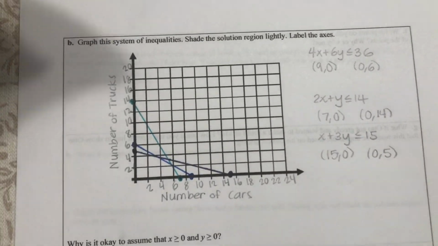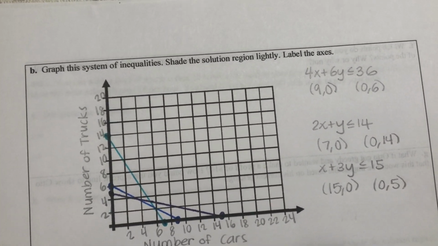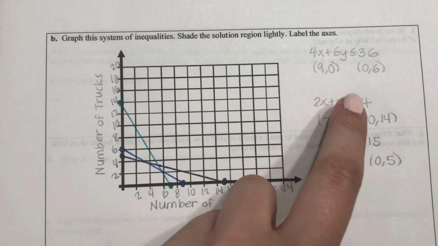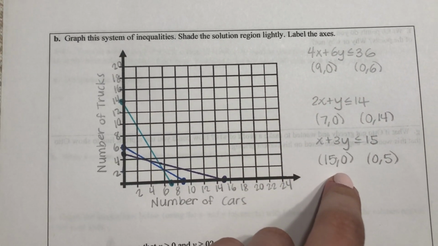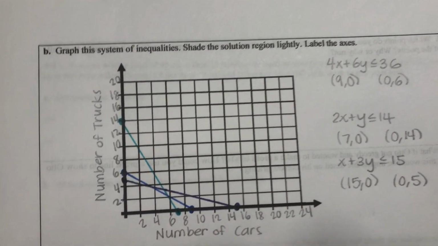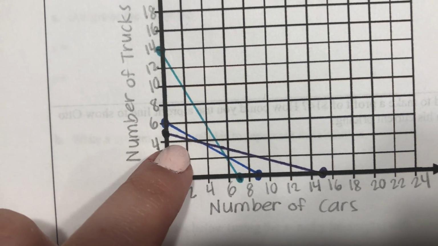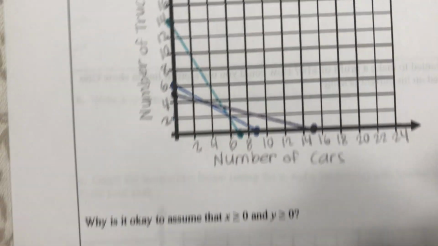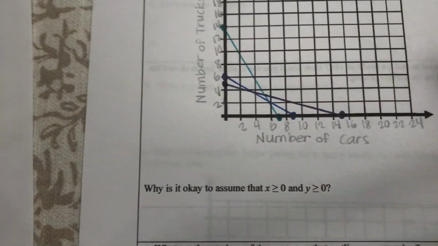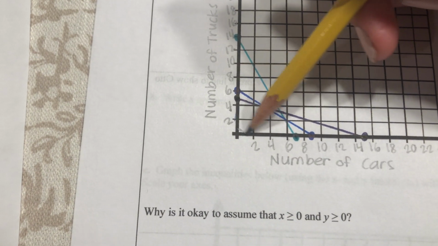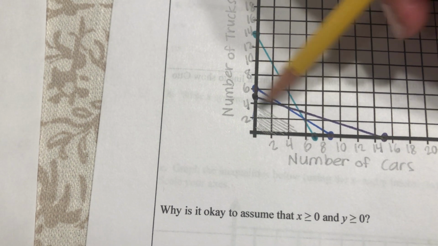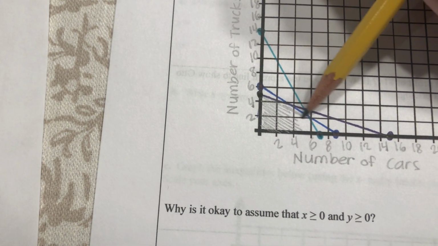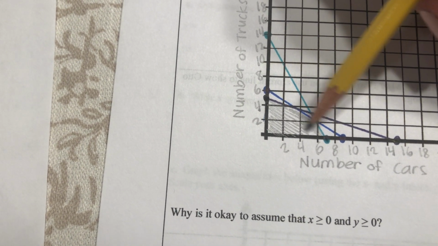And now my last step to show my solutions is I just have to shade, and since these were all less than signs, that means you're shading below for all of them. So I can see that my overlap ahead of time is going to be below all the lines, which is just going to be this weird figure right here. So I'm just going to shade that in with pencil, everywhere below the purple, below the blue, and below the green.